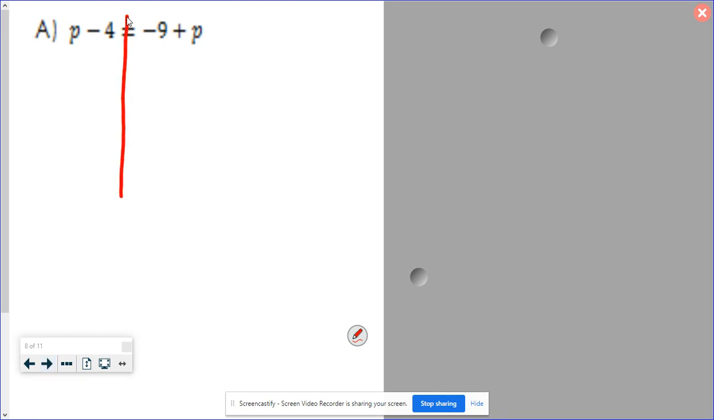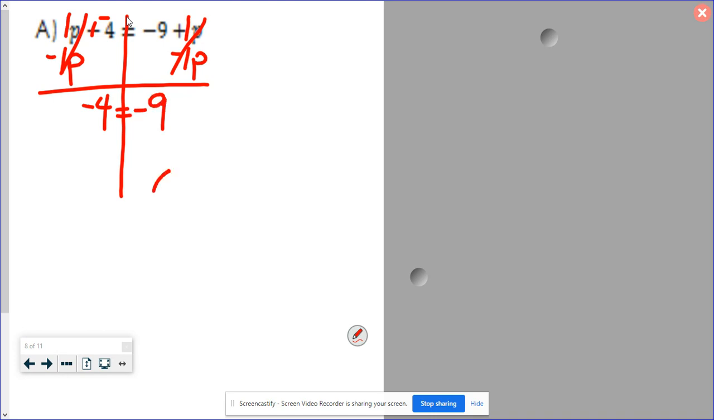In this example, I would put a 1 in front of those variables, in front of the p's, and then I would change my 4 to plus a negative. So I'm going to subtract 1p and subtract 1p. They're both going to go away. So I have that negative 4 equals negative 9. Nope, it does not. No solution.